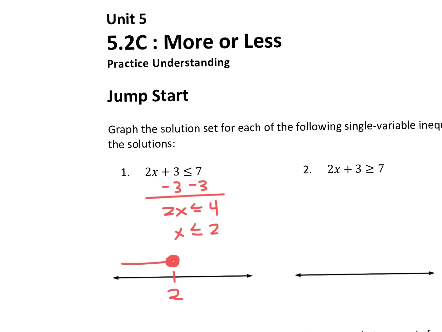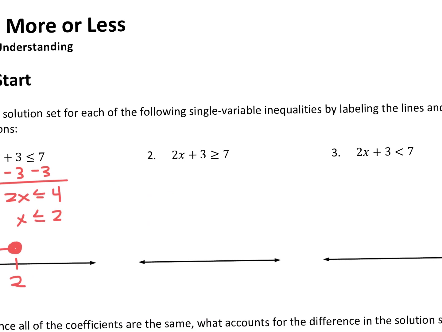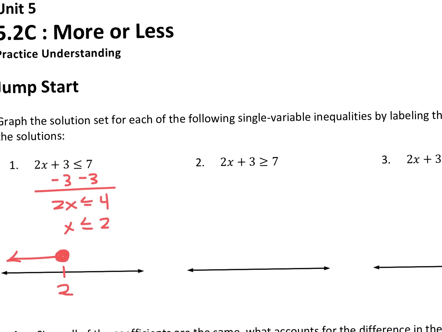On this second one, we also need to solve for x, so I'm going to minus 3 again from both sides, and then I get 2x is greater than or equal to 4, and I get x is greater than or equal to 2. So same boundary number, but this time we have a closed circle going right.